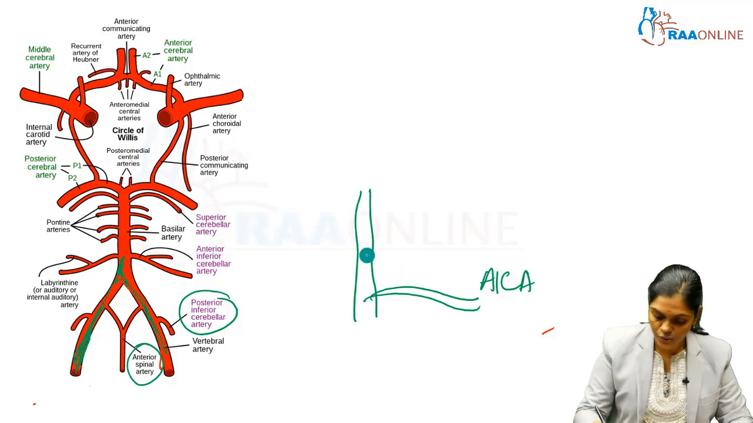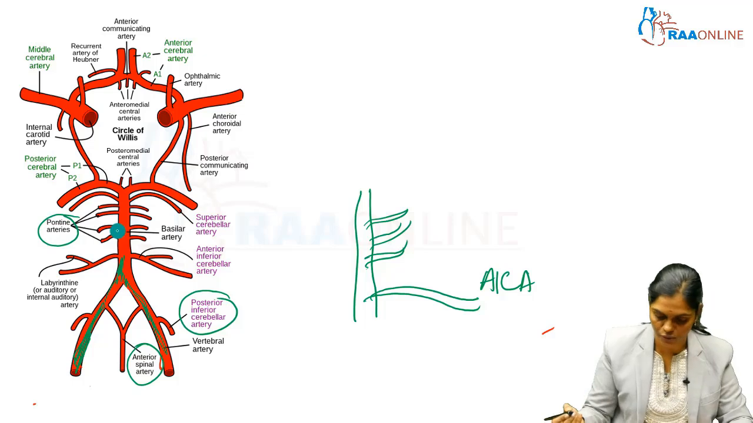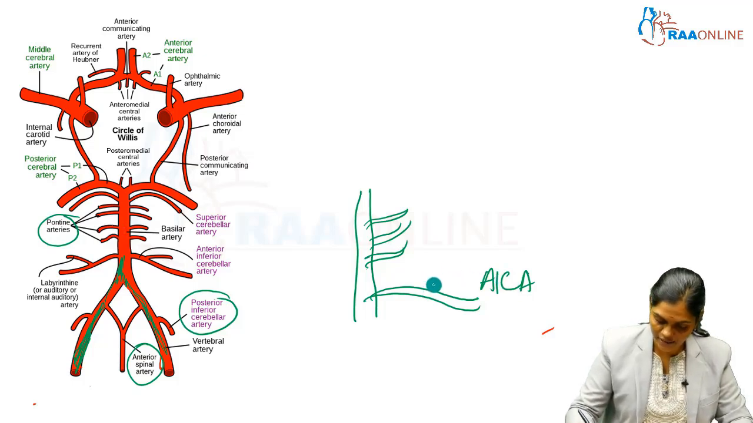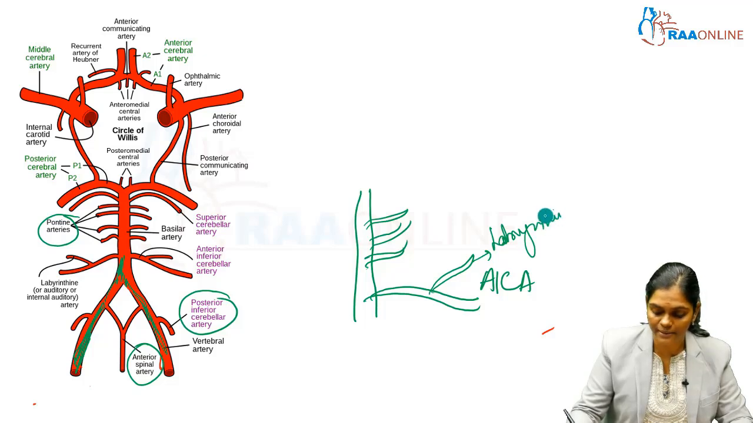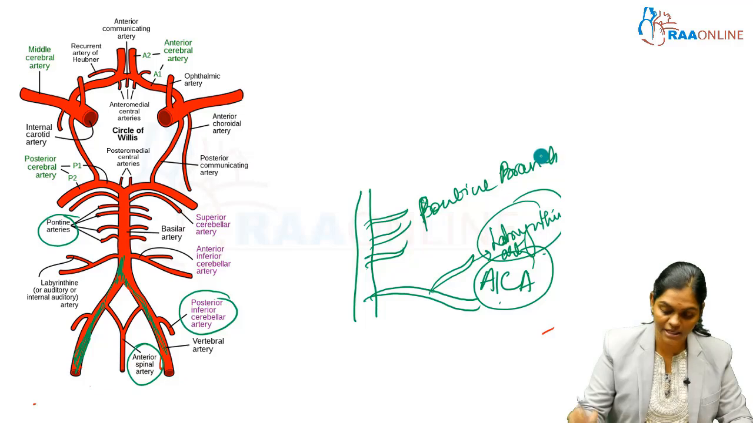After that, there are going to be pontine branches. These are the several pontine arteries that it is going to give. After this, the AICA, that is the anterior inferior cerebellar artery, is going to give a small branch called the labyrinthine artery. So, technically even the labyrinthine artery is a part of the basilar artery. So, 1, 2, third is pontine branches. And then there are two important branches.